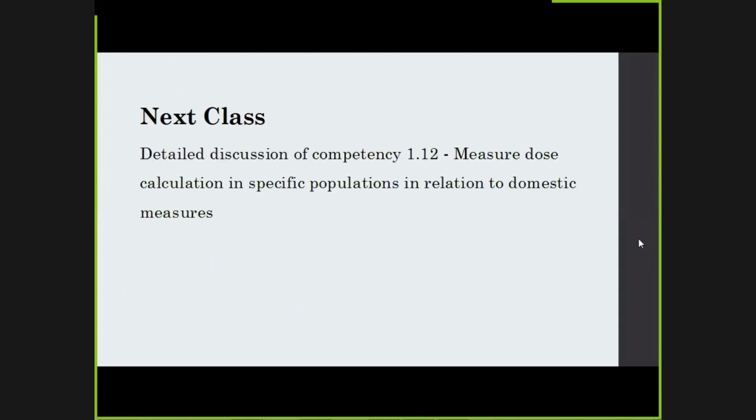In the next class, there was one competency which was measured, which was the measure of different doses in specific populations in relation to domestic measures. So dose calculation, we learned on the previous 2 slides for drop rate calculation for intravenous or infusion. And second is different domestic measures, whether it is glass full, teaspoonful, tumbler full, those things. So dose calculation in geriatric, pediatric populations or in renal or kidney insufficiency diseases, those things will be in the next class.